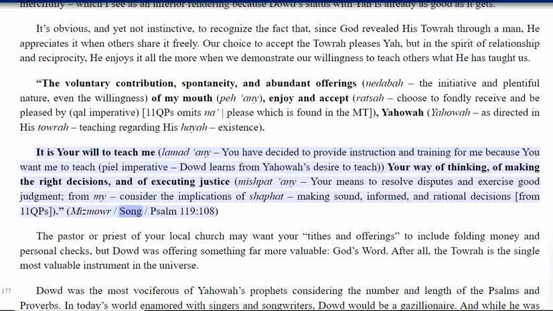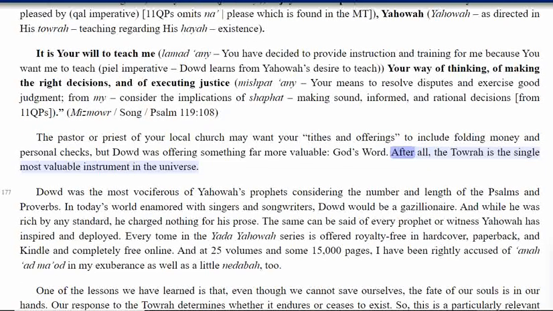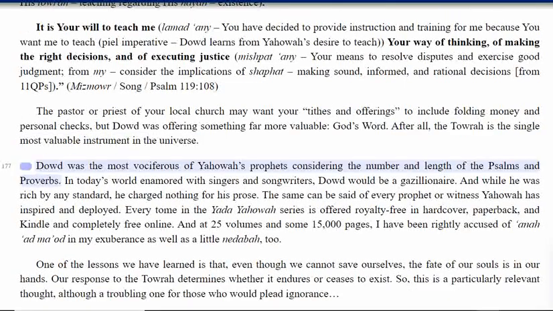Mizmowr, Song, Psalm 119:108. The pastor or priest of your local church may want your tithes and offerings to include folding money and personal checks, but Dowd was offering something far more valuable, God's word. After all, the Torah is the single most valuable instrument in the universe.